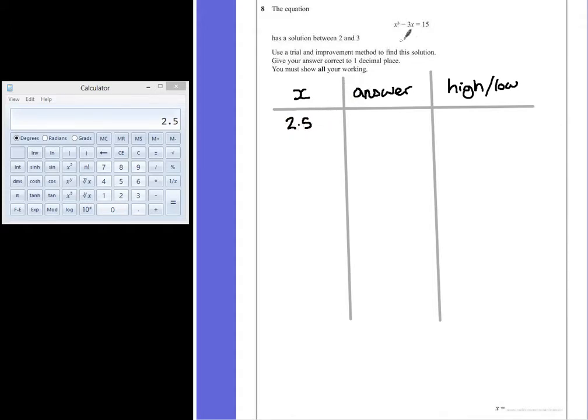So we're substituting 2.5 into this equation. So we have 2.5 cubed take away 3 times 2.5. This shows all the working out that we're doing. We're going to put this into the calculator. 2.5 to the power of 3 subtract 3 times 2.5, close the brackets, and gives us an answer of 8.125.